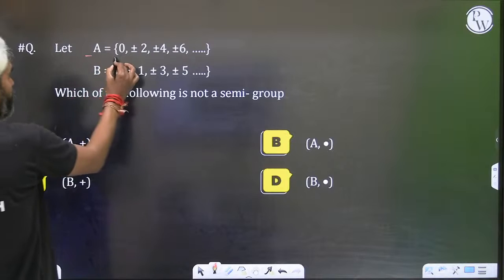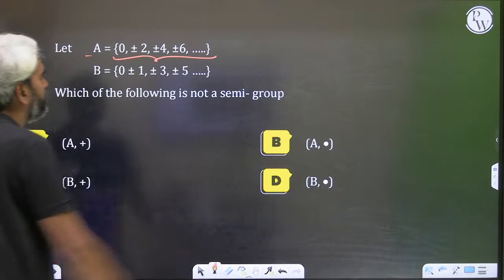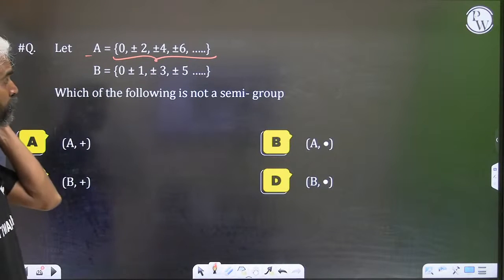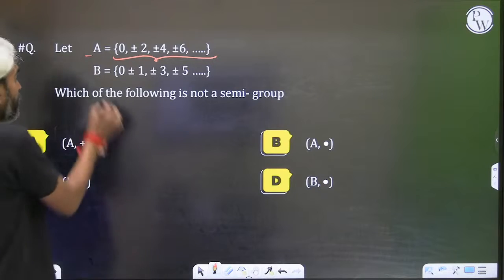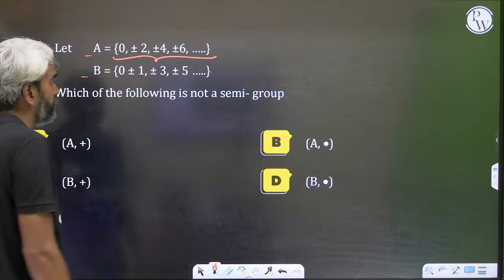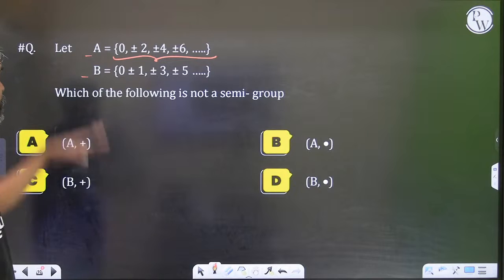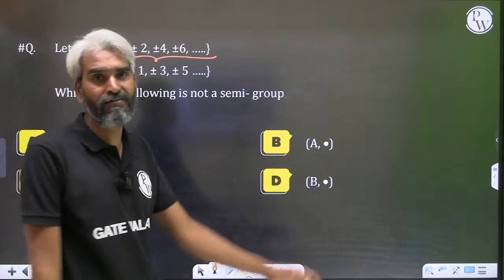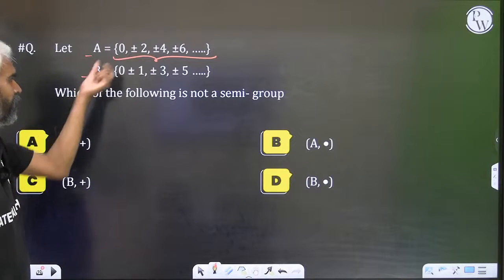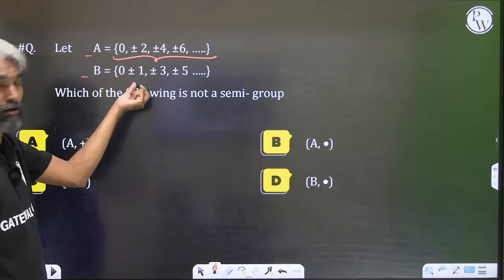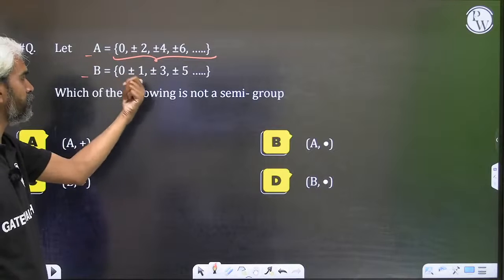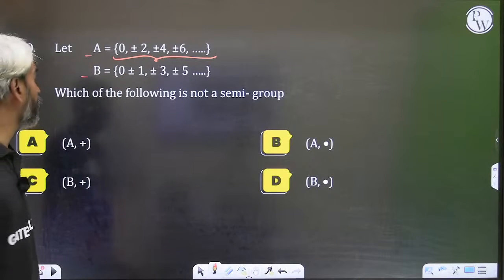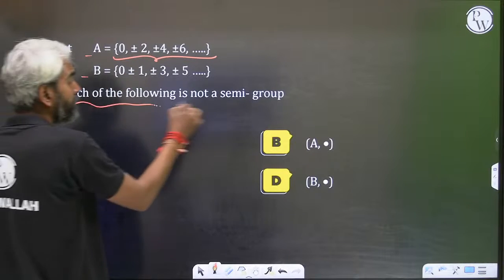So A is a set which contains the elements 0, plus minus 2, plus minus 4, plus minus 6, etc. And B is a set that contains elements 0, plus minus 1, plus minus 3, plus minus 5. So basically set A is the set of all even integers, positive as well as negative, along with 0, and set B is the set of all odd integers, positive as well as negative, along with 0. Now what is being asked: which of the following is not a semigroup?